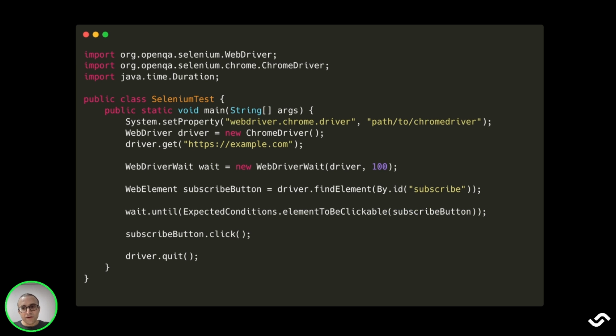Explicit waits, on the other hand, are wait loops that poll the test for a specific condition to evaluate as true before resolving and continuing with the test execution. In this example, we are creating an explicit wait object. The driver will wait up to 100 seconds for the element with ID subscribe to appear on the page and will resolve as soon as the item is rendered on the page.